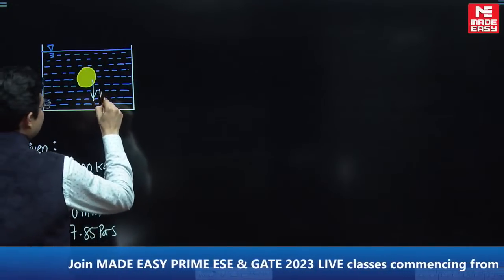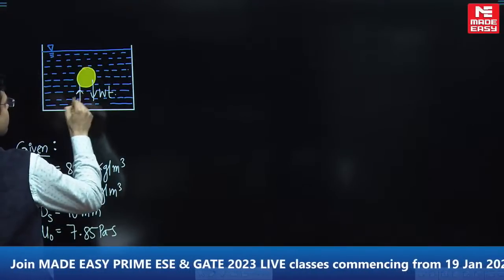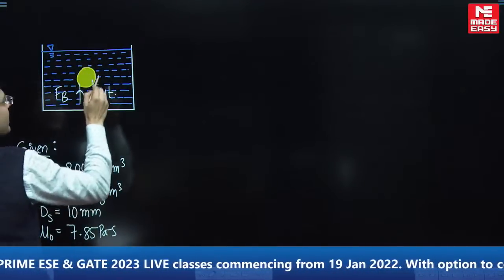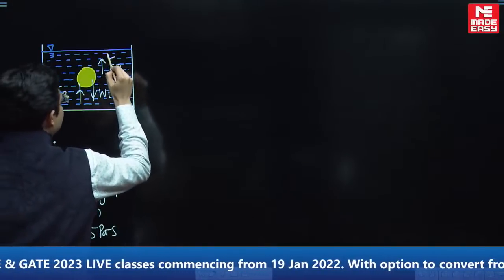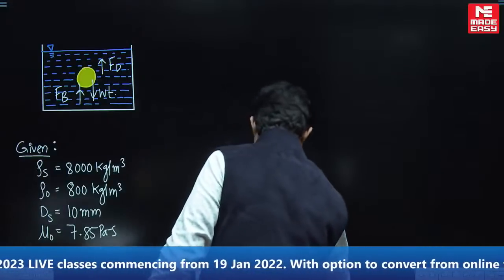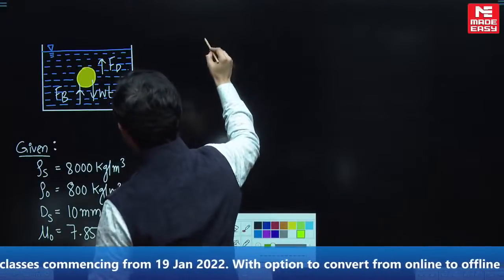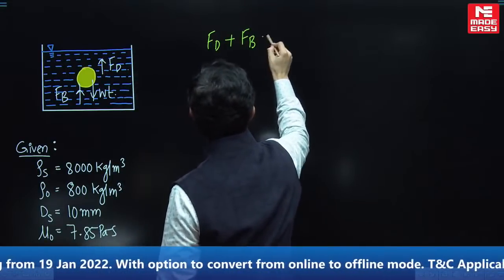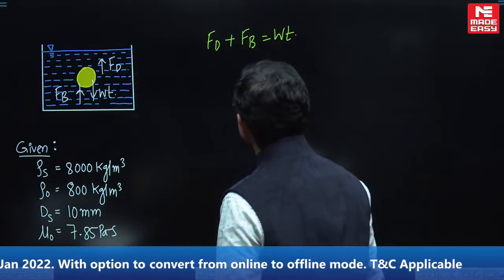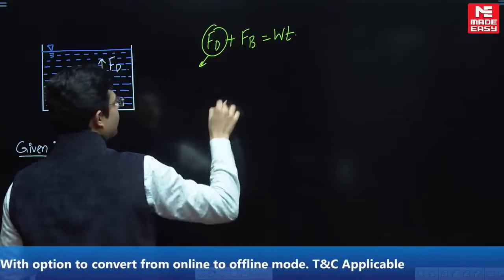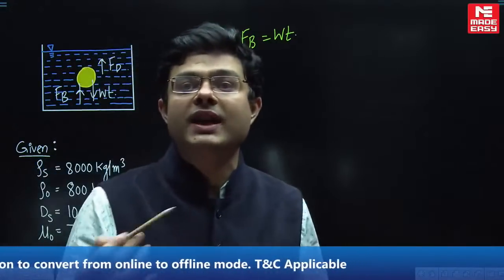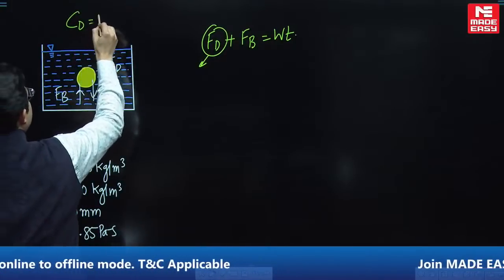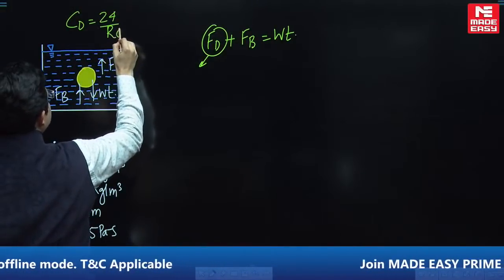So what will be the forces on this? The weight of the sphere will act in downward direction, the buoyancy force will act in upward direction, and as it is a sphere which is coming down, the drag force over the sphere will act in upward direction. So on balancing the forces, drag on the sphere plus the buoyancy force is equal to the weight of the sphere. Assuming that the Stokes law is applicable, the CD value is 24 by Reynolds number.